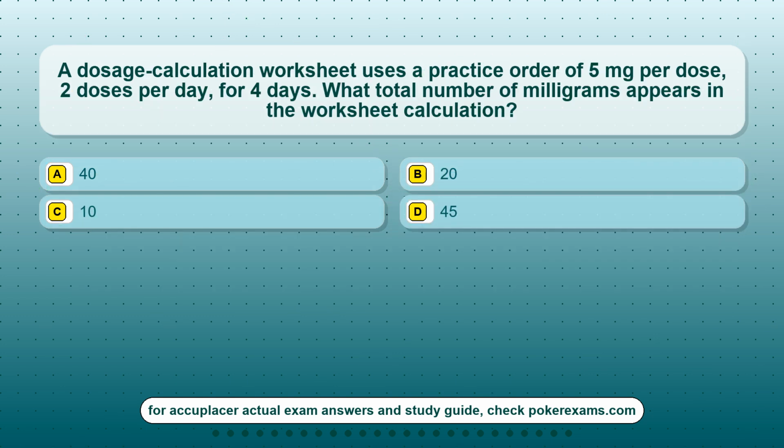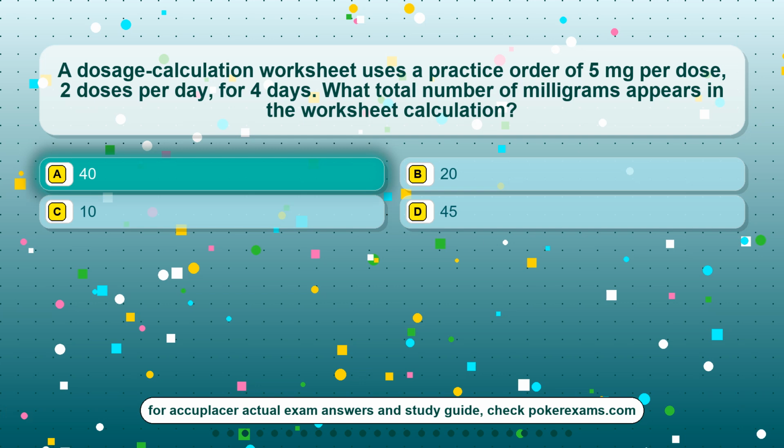Question 20. A dosage-calculation worksheet uses a practice order of 5 mg per dose, 2 doses per day, for 4 days. What total number of milligrams appears in the worksheet calculation? Option A. 40. Option B. 20. Option C. 10. Option D. 45.